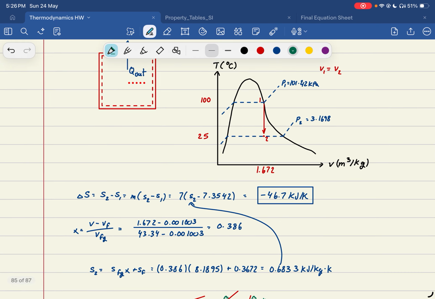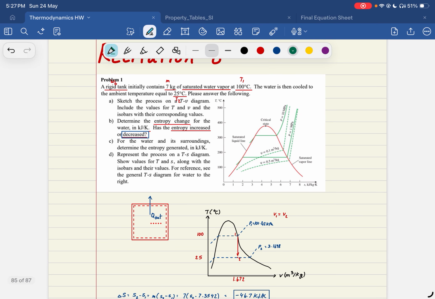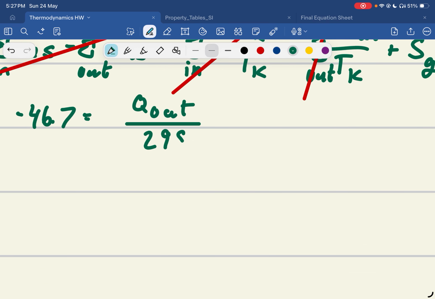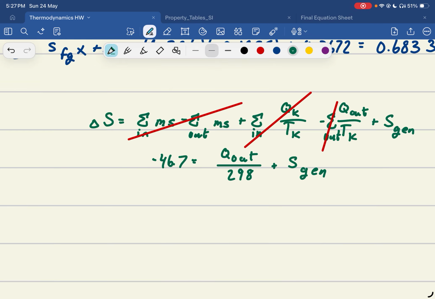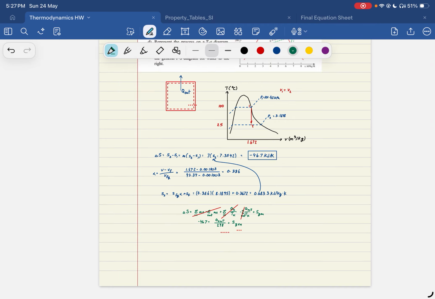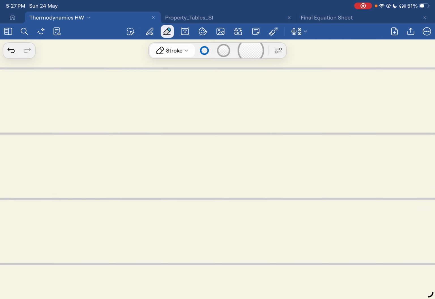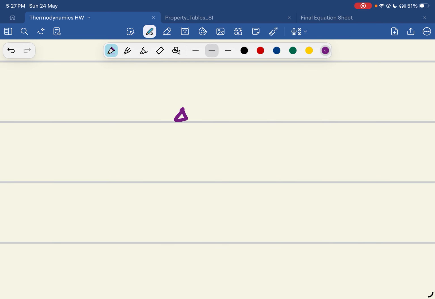So our temperature at the outlet is going to be 25 because it's the ambient temperature. So 25 plus 273 is 298, plus S gen. Okay, we don't have Q out, but we can find it from the energy balance equation. So let me write on the other page. So delta U plus delta KE.